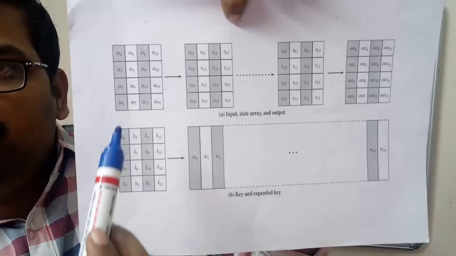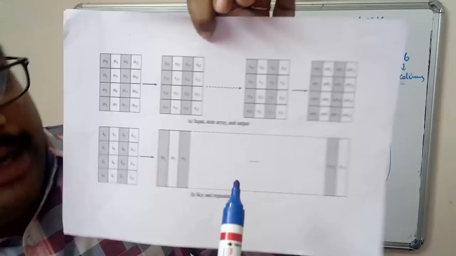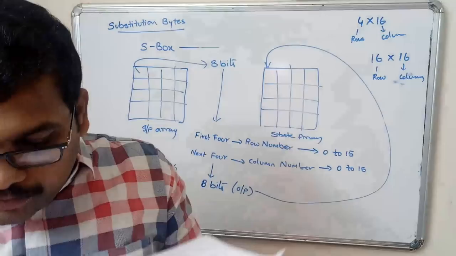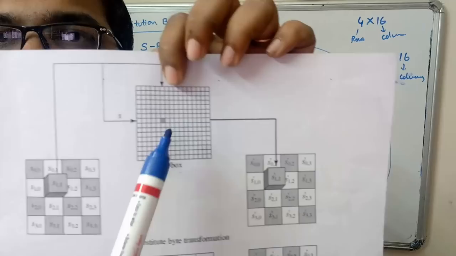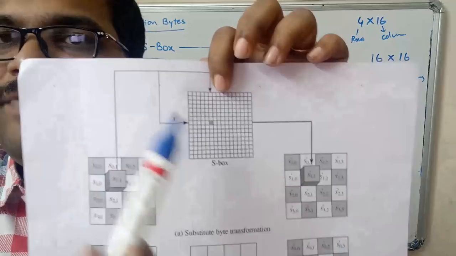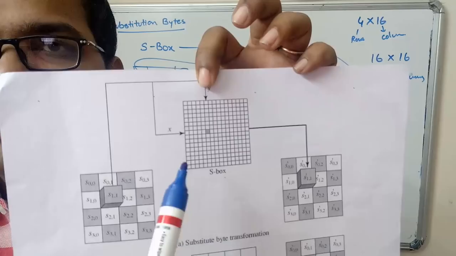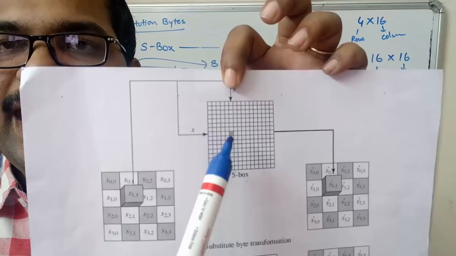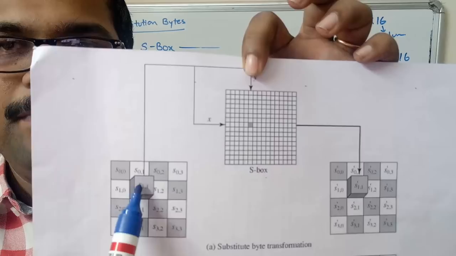So each column represents one word, so four words, and from the four words we are expanding it to 44 words from W0 to W43. So this is the key expansion. So coming to these S boxes, consider one block of 8 bits, that means one block size is 8 bits. In that 8 bits, the first 4 bits represent the row number and the next 4 the column number. So this is the S box, that is 16 by 16 S boxes, that means 16 rows and 16 columns. So the corresponding value we have to get. So again the representation will be in 8 bits and we will save it in the corresponding block number.